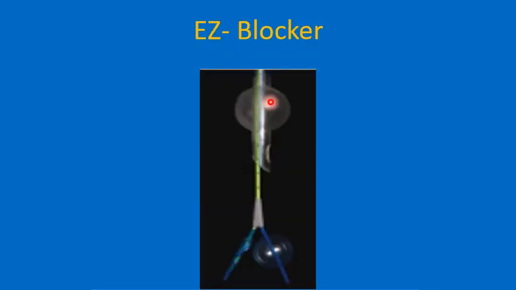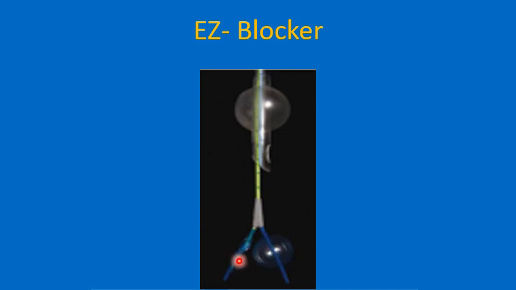This is the EZ blocker. In this EZ blocker, we can see we have two blockers, one for the right and another for the left. The advantage is, whenever a patient has surgery on both sides, we can pass this and put it at the level of carina, and we can inflate the left side and ventilate the right side.